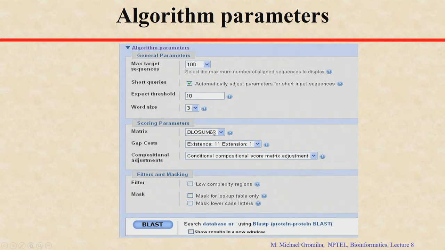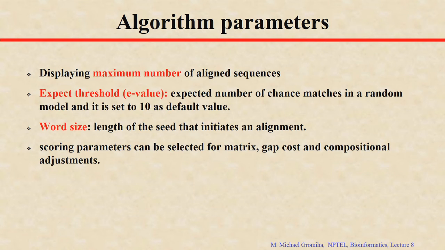So, we can select which BLOSUM or which PAM matrix we want to use for the alignment. Then there are also some filters, for example, whether you want to mask low complexity regions or include them, and so on. Now, you click on BLAST, then it will give you some data.